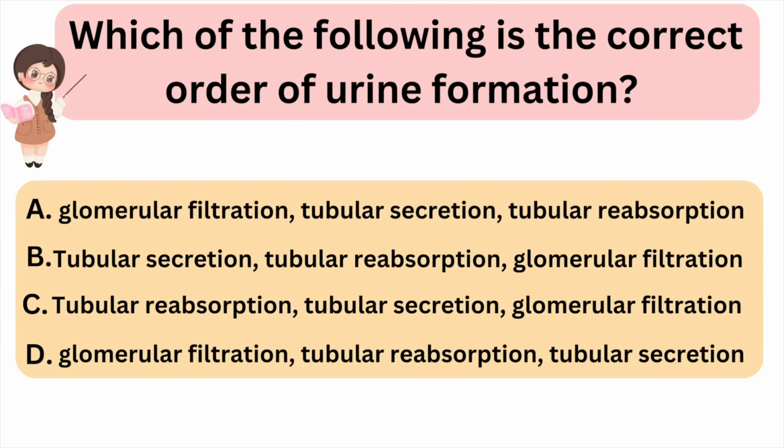Alrighty guys, next question. Which of the following is the correct order of urine formation? A. Glomerular filtration, tubular secretion, tubular reabsorption. B. Tubular secretion, tubular reabsorption, glomerular filtrate. C. Tubular reabsorption, tubular secretion, glomerular filtrate. Or D. Glomerular filtrate, tubular reabsorption, tubular secretion.